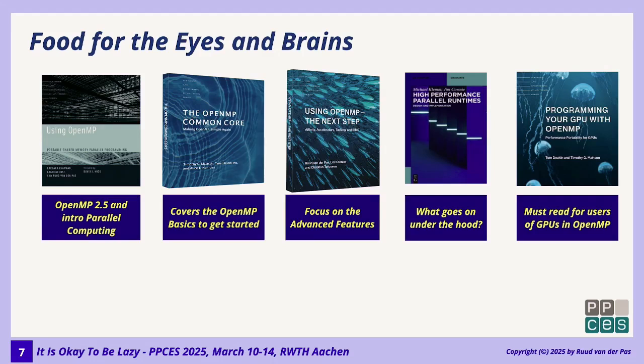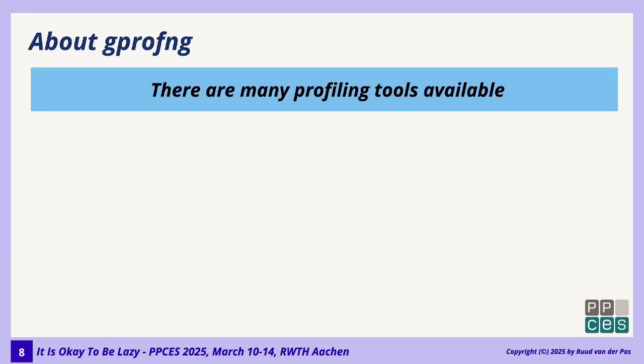And then if you plan on using GPUs in OpenMP, this is a really good book. The problem is you can't read the specifications anymore. You can. There's a PDF with the full specifications, but they're not written for mere mortals like us. They're written for people that need to implement OpenMP, not the ones using it. And there's a big, big difference. So these books help you more gently.